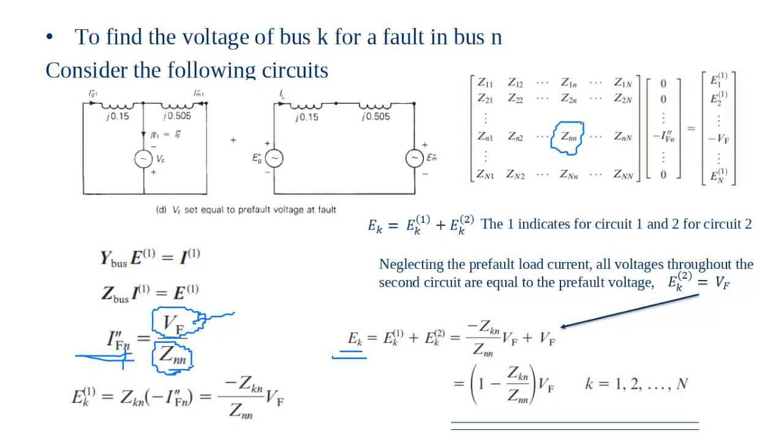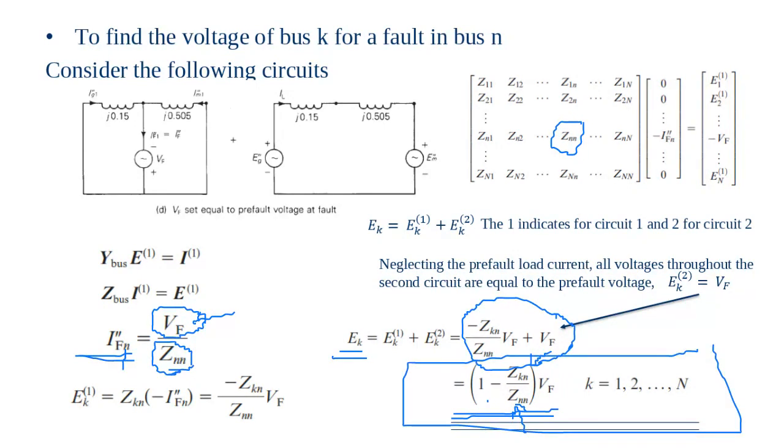Okay, so this is the voltage at bus number K when a fault happens at bus number N. So what you will use is ZKN, and this is one minus, because we're using this one here. So we can simplify this one here into this. Okay, so that is the formula. You will use this formula in your cheat sheet. Please make sure of that, or this one is the same thing here.